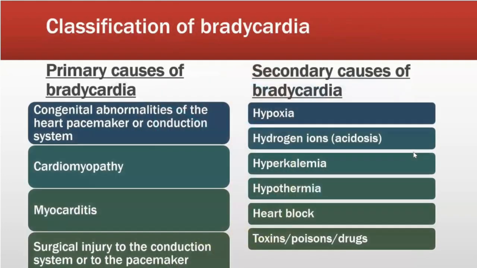So how do we classify bradycardia? We can divide them into primary causes and secondary causes. Our primary causes include congenital abnormalities of the heart pacemaker or conduction system, cardiomyopathies, myocarditis, or surgical injury to the conduction system or to the pacemaker. Our secondary causes include hypoxia, hydrogen ions, which is acidosis, hyperkalemia, hypothermia, heart block, and toxins, poisons, or drugs.